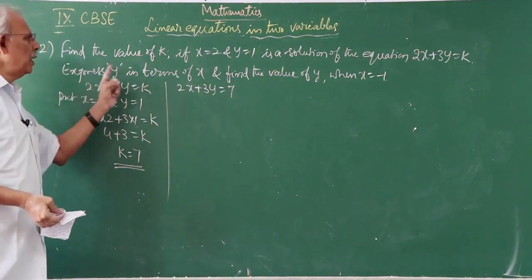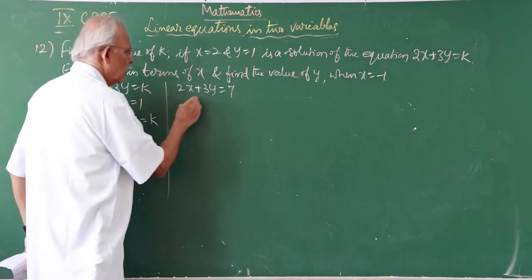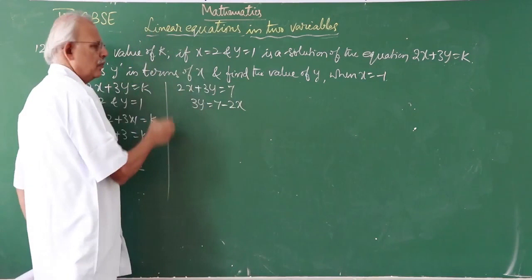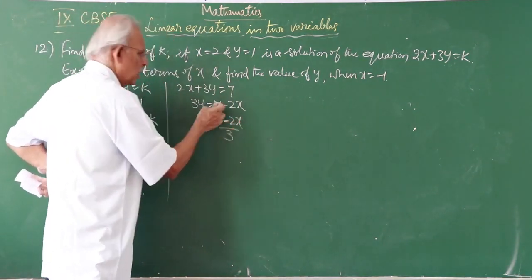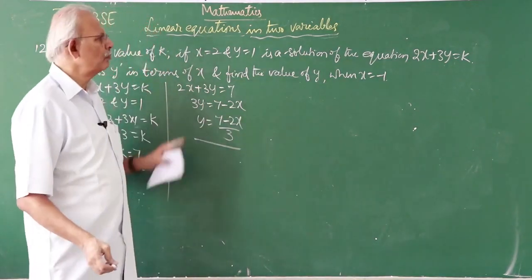Now express y in terms of x. In terms of x means x and other constants. Look here, 3y equals 7 minus 2x. Shift. Y equals (7 minus 2x) by 3. This is y equals mx plus c form.